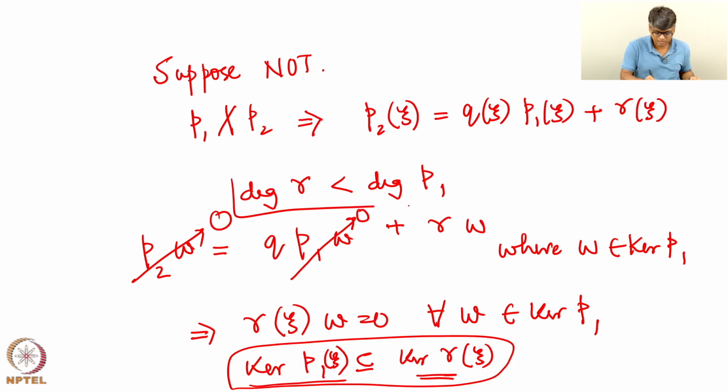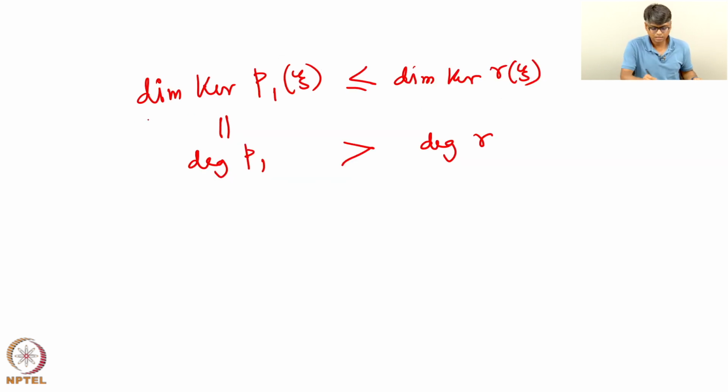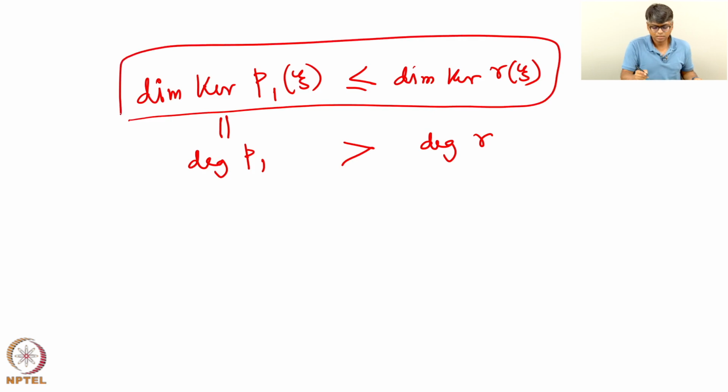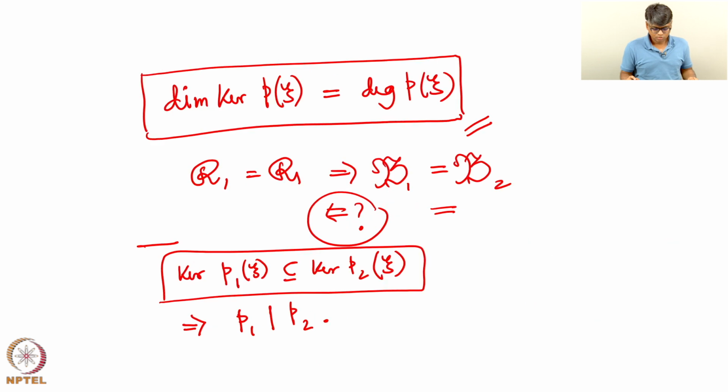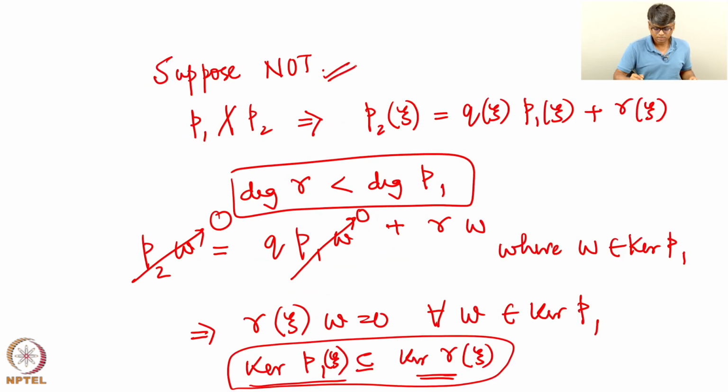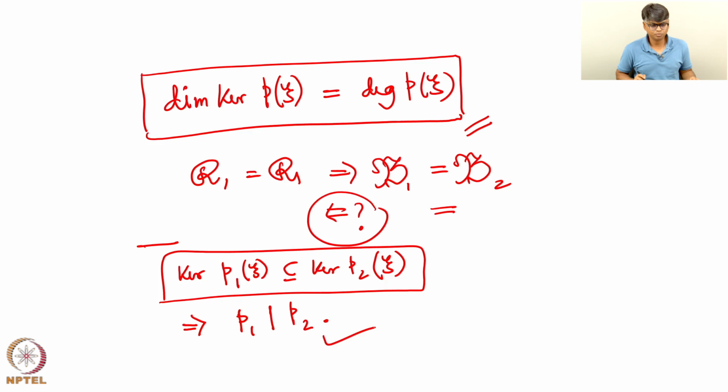Degree of R must be strictly less than degree of P1. But here I am saying the degree of P1 is less than or equal to degree of R. That is a contradiction. Absurd. Reductio ad absurdum. Now we have reduced the situation to something that is patently absurd. So this can't be true, which means now what is not true? We had started with this, that suppose not. That has led to this absurd thing. So that means this is where we went wrong. So in other words, P1 must divide P2.